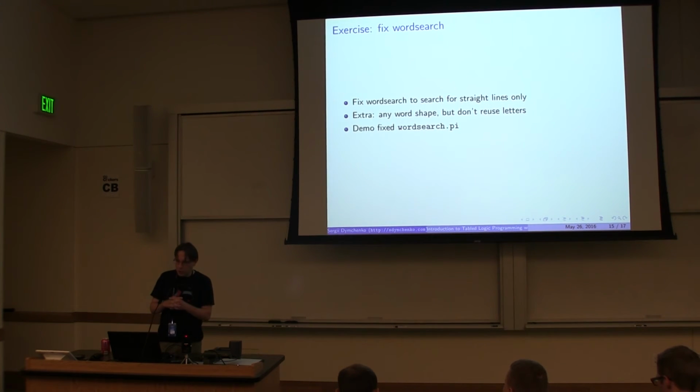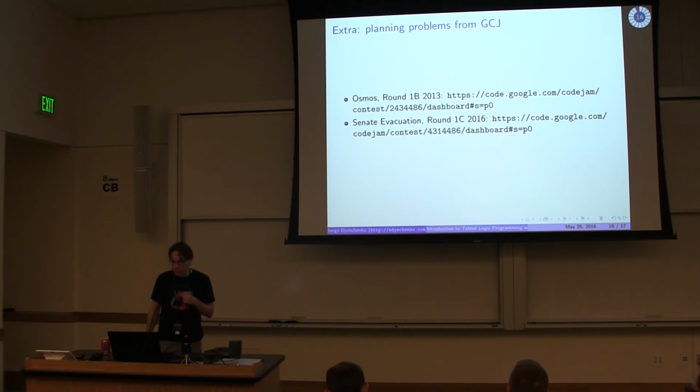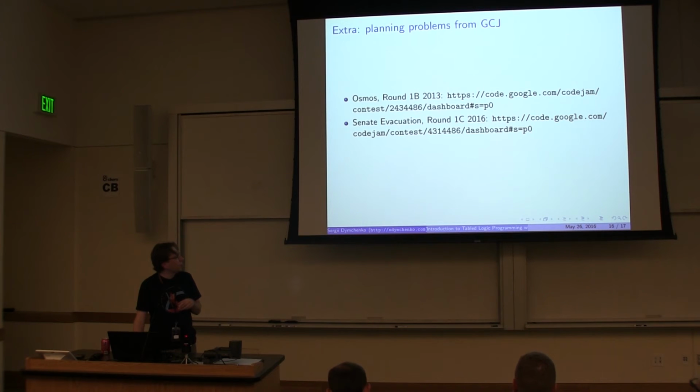And if you want some challenge, you may try to use any word shapes, not only straight lines, but don't reuse letters. You will need to pass a hash table or something to keep track of what letters you already used. And there are a couple of examples of planning problems from Google Code Jam. The first one is really simple. If you're interested, try it. It shouldn't be too hard to solve if you've done word search. This one is much simpler than word search.